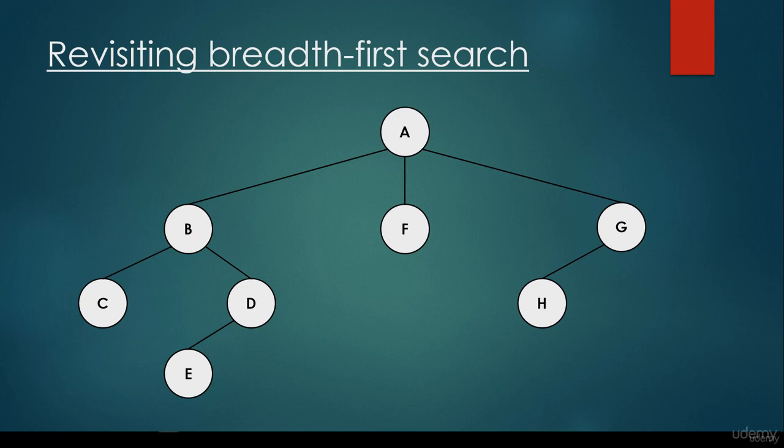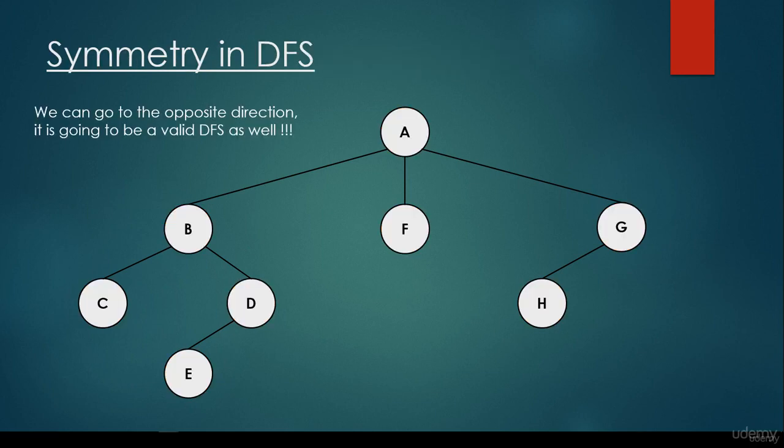So just to be clear, breadth first search is going to visit the nodes on a layer by layer basis. We visit the root node and then all the children of this node, so the second layer, then all the children of the root's children, so the third layer, then the fourth layer, and so on. On the other hand, depth first search is going to go as deep as possible on a single branch. And it's very important that it is symmetric, in the sense that we can go in the opposite direction, and it's going to be a valid depth first search as well.